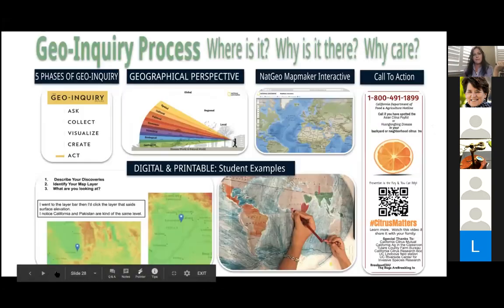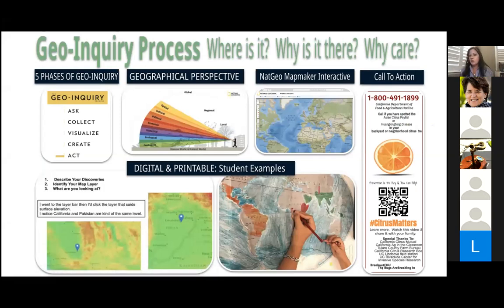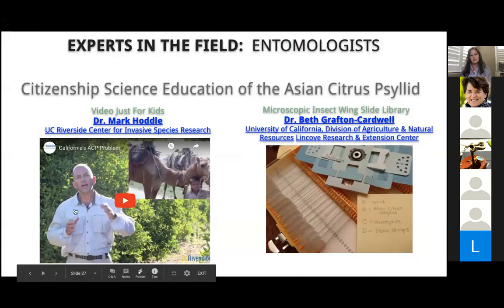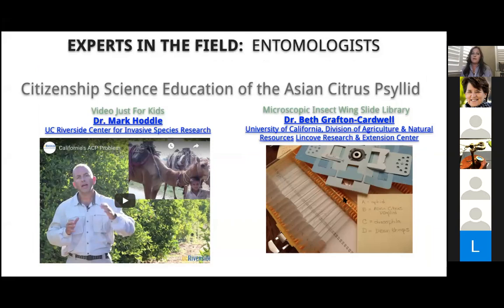And on this right here, this is a bookmark that I sent home with the kids. When they scan this QR code, the idea was that kids take the bookmark home and scan it with their cell phones, and they would then help to educate their parents with this video, which explains the problem that we're having. Dr. Mark Hoddle was kind enough to make this video specifically for kids. So he's addressing it to kids and what they should do if they recognize the psyllid on their trees.